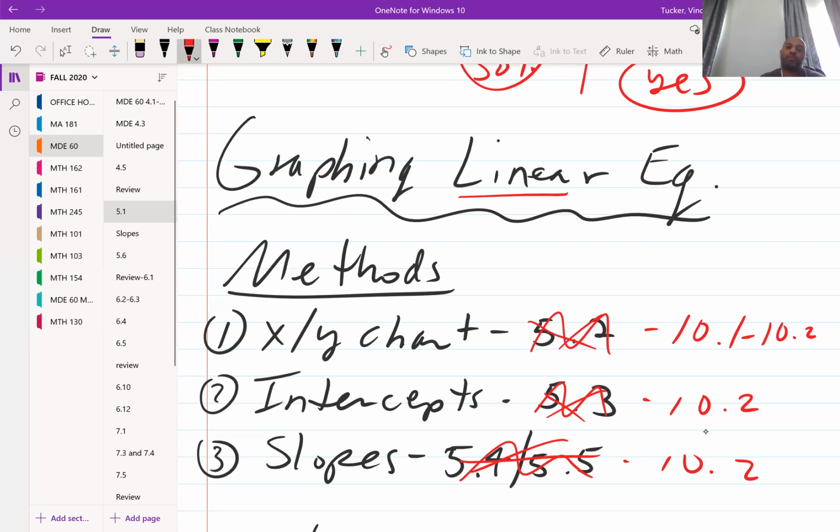Okay. So 3 different ways that we're going to be looking at graphing our linear equations. First way is to create an XY chart. We're in 10-1 and 10-2. Next, we look at our intercepts, graphing using our intercepts. That's in 10-2. And then graphing using our slopes is also in 10-2.